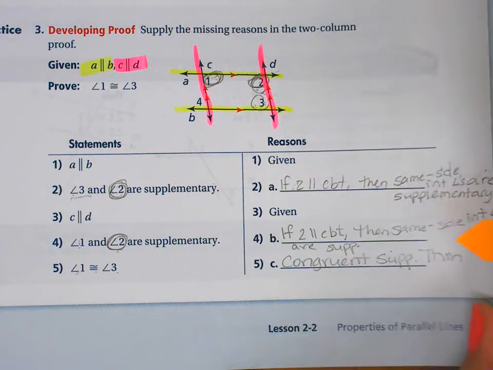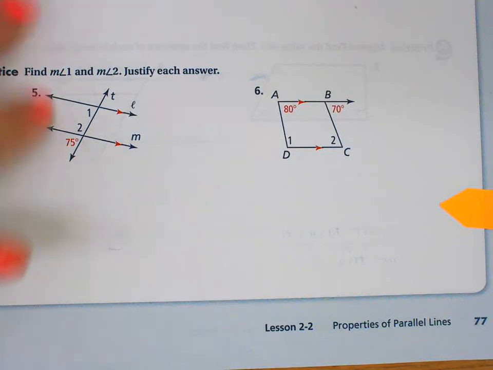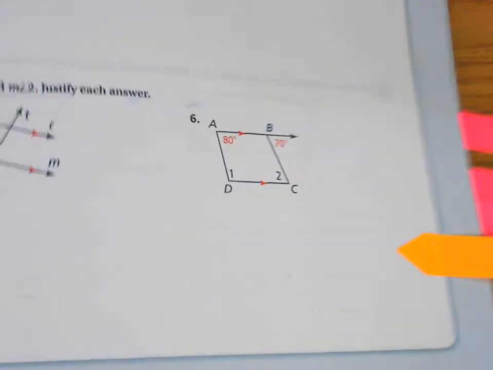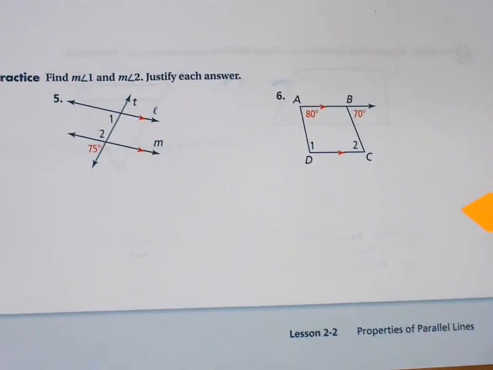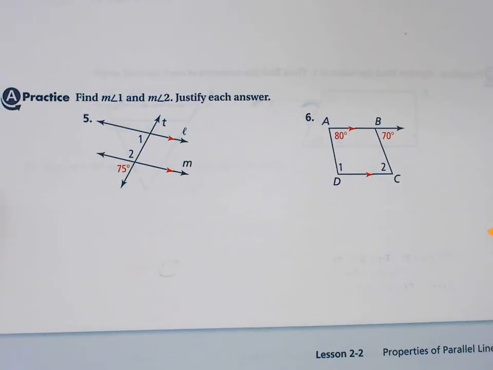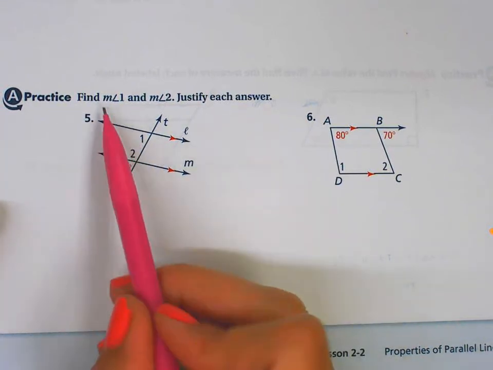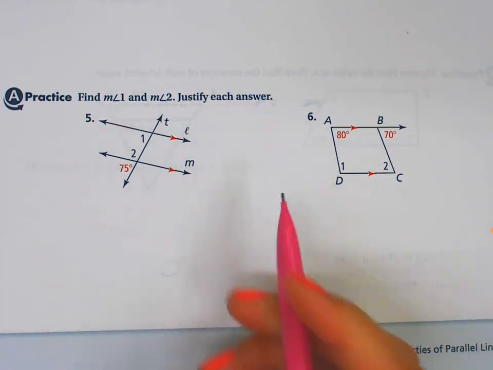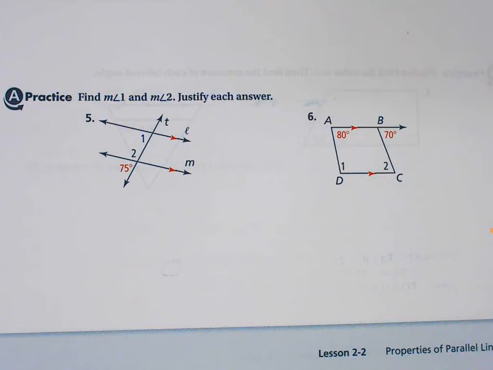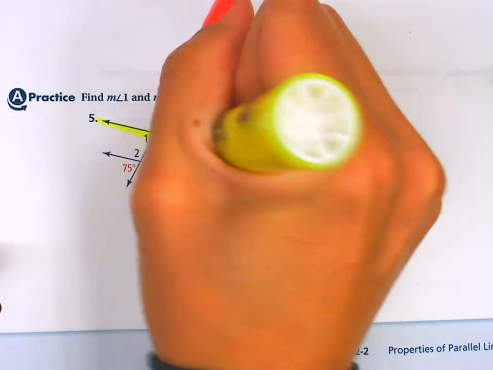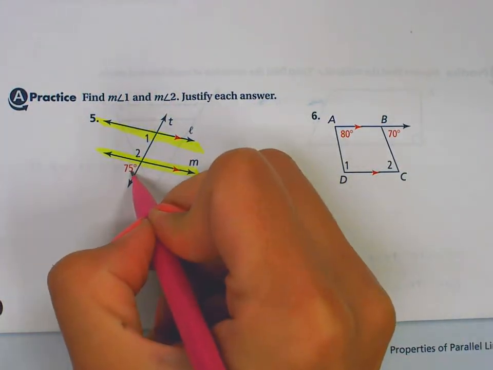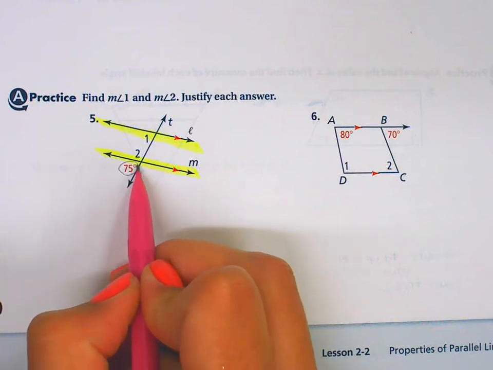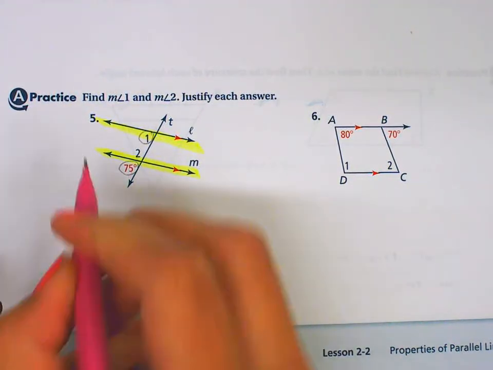I think there is one more thing I want to work with you guys at. On page 77, these two on the bottom, just a little more practice. Again, page 77. Find measures of angle 2, or find measure of angle 1 and measure of angle 2. Justify each answer. So basically, you're looking to see where are the parallel lines and what are the relationships between the angles. So if this angle is 75, I would know that angle 1 is corresponding.